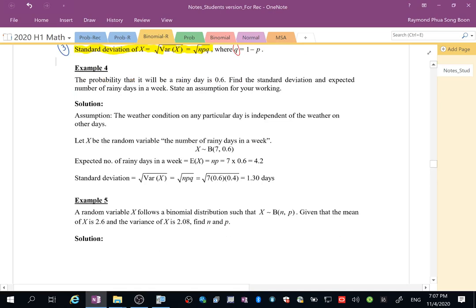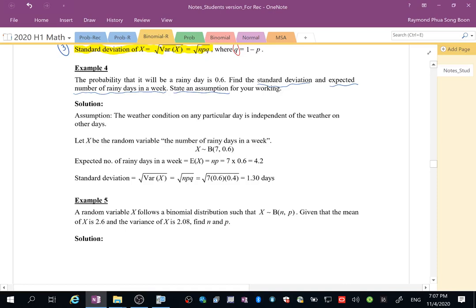In example 4, you're told that the probability that it will be a rainy day is 0.6, and you're asked to find the standard deviation of the number of rainy days in a week and the expected number of rainy days in a week, as well as state an assumption that you need. What do you need to assume in order to work out the expected number of rainy days and standard deviation of the number of rainy days in a week?